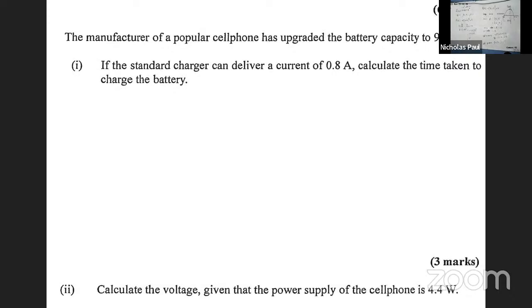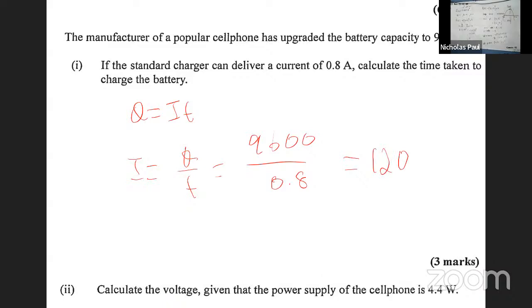All right, so what do we have? Q is equal to IT, so T is equal to Q over I. So that's 9600 over 0.8. How much did you all get? 12,000 seconds. Huh? Oh, you're looking like an eye. Yeah, it looks like an eye sometimes.